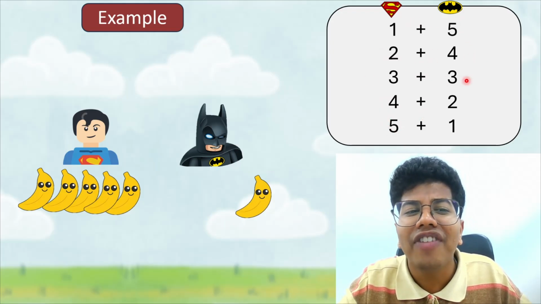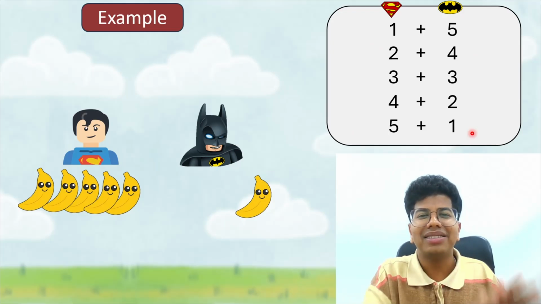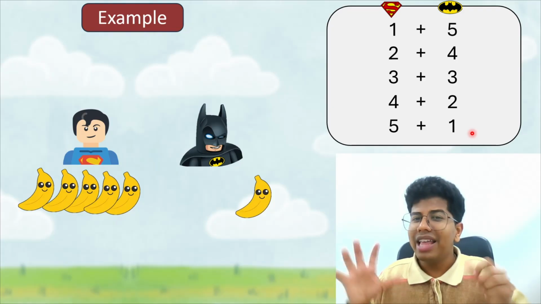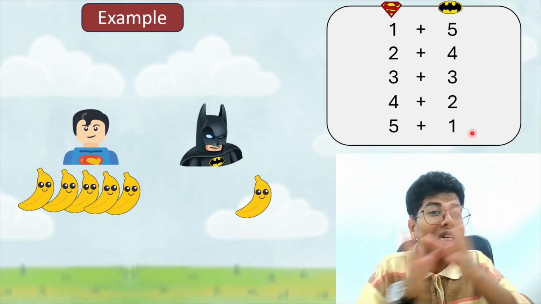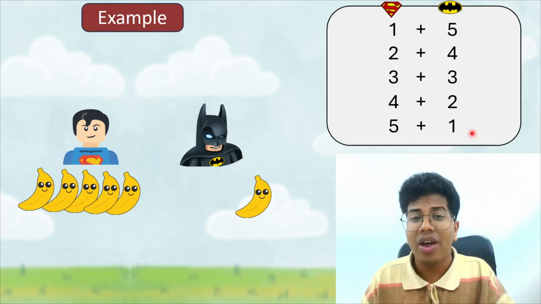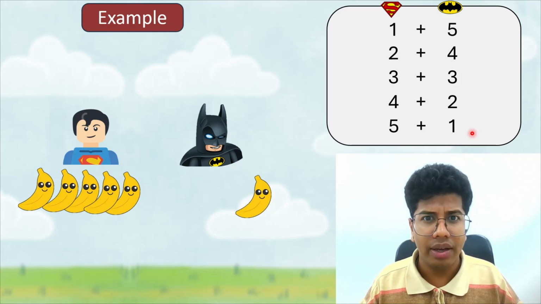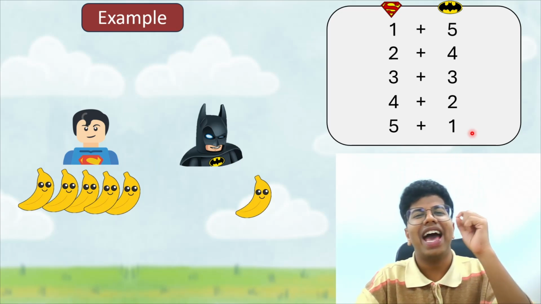There are 5 ways in which I can distribute these 6 bananas. So what we can understand from this example: there were 6 bananas, but when I have to distribute them to 2 different types, what should I do? Should I do it randomly or in an order? Yeah, we should do it in an order.